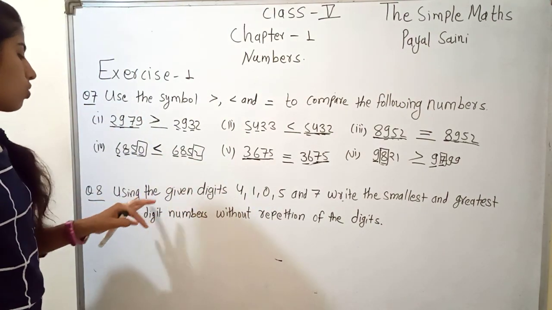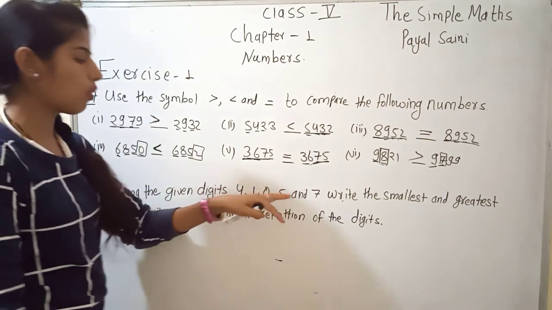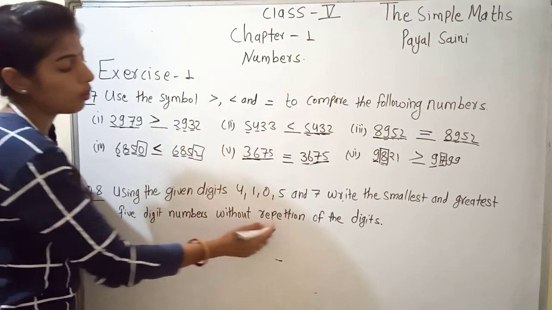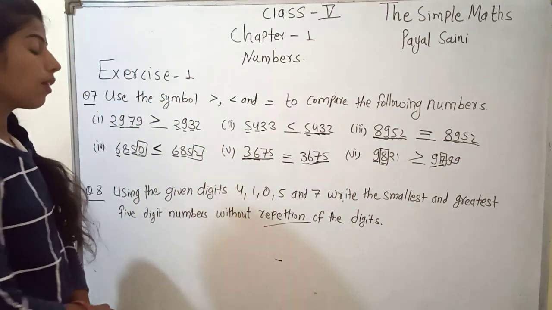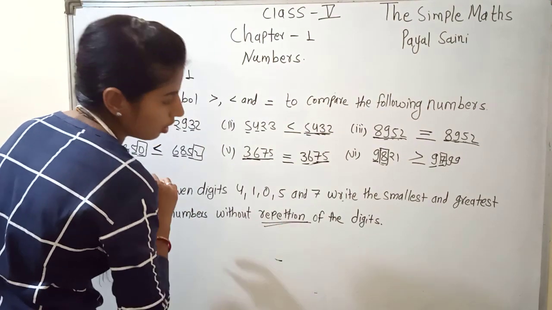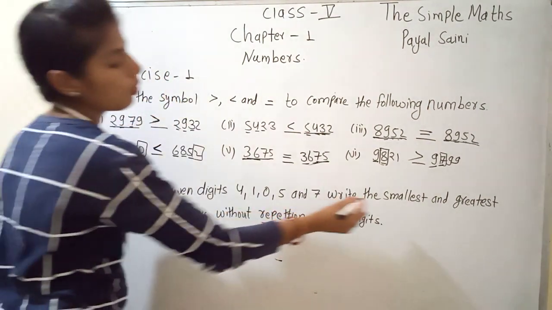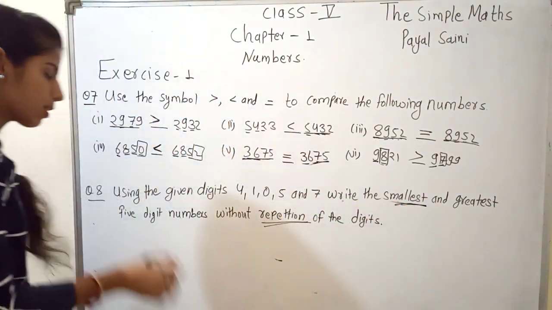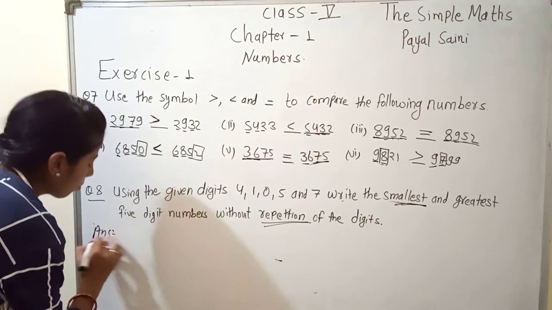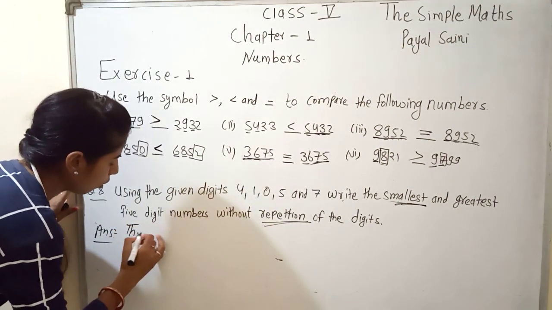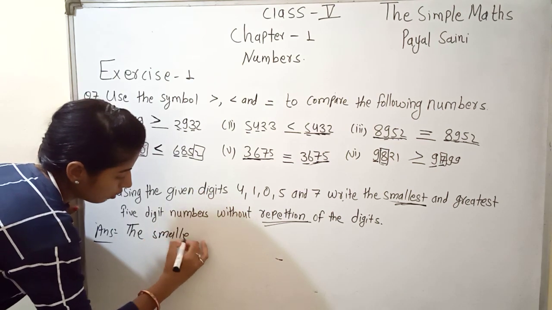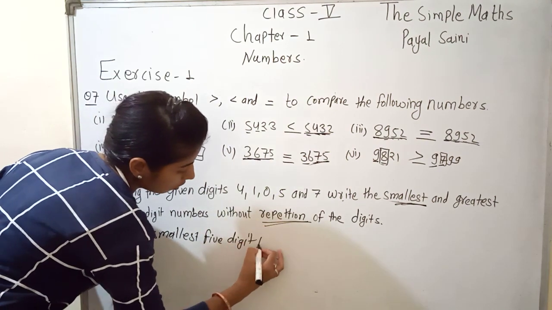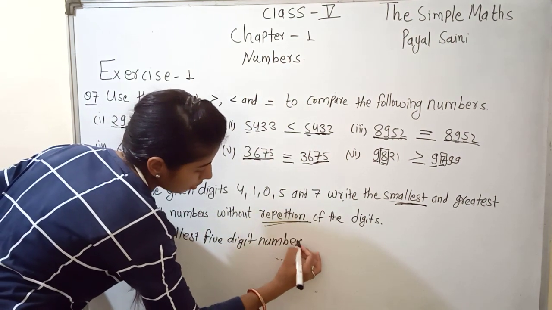Question number 8. Using the given digits 4, 1, 0, 5 and 7, write the smallest and greatest 5 digit numbers without repetition of the digits. The question says without repetition. Make here the 5 digit smallest and greatest number. The first question asks for the smallest, so in our answer the smallest 5 digit number should come first.